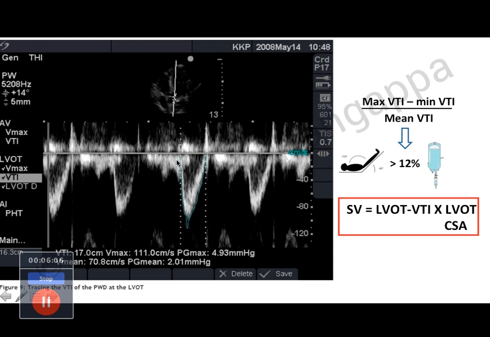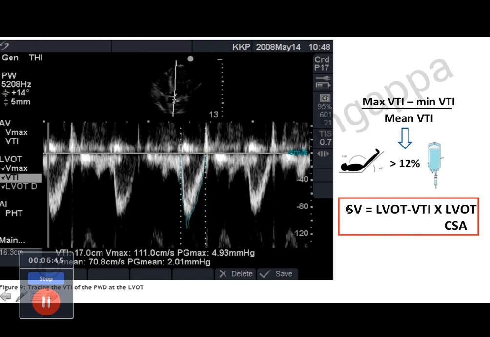Then we trace the pulse wave Doppler and determine the left ventricular outflow tract velocity time integral. My submission is that the LVOT velocity time integral, which you calculate by tracing this curve, is only a component of stroke volume. But in stroke volume variation, we are looking at the whole stroke volume, which is varying with respiratory breaths, versus only one of the components of stroke volume.